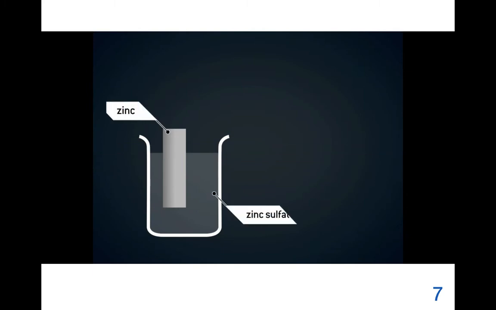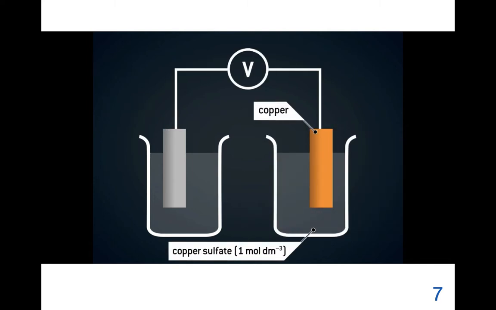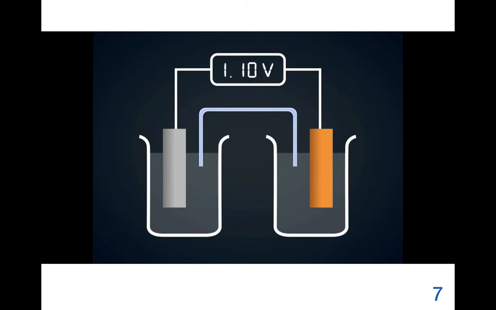If we connect two electrodes, we can measure the potential difference between them using a voltmeter. Here is a copper electrode. It is made in the same way as the zinc electrode. The electrodes are connected by a salt bridge. This is usually a piece of filter paper soaked in saturated potassium nitrate solution. The voltmeter is measuring the potential difference.